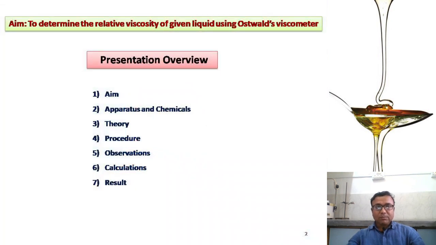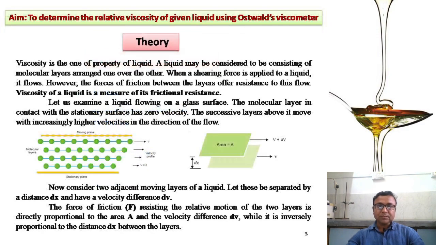During this practical demonstration, I am going to discuss the aim of the experiment, the apparatus and chemicals required for this experiment, the theory of the experiment, then the procedure, how to perform the practical by using this experimental setup, observations, the observation table, then how to perform the calculations when the result is obtained, and then the final result of the experiment.